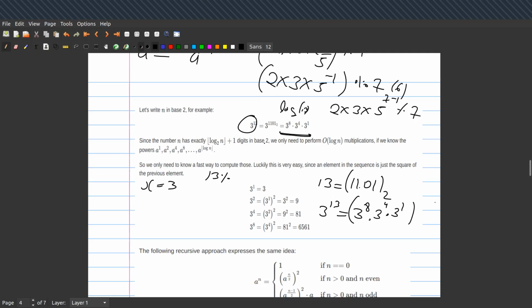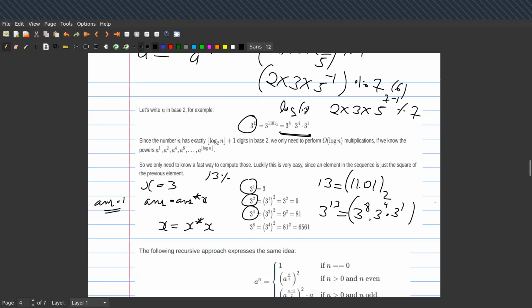If it has one set, we take the answer as 1 initially, and we multiply the answer with 3, so answer equals answer star x. Now we will find 3 square and check if we want 3 square in the answer. If we want it, we multiply 3 square with the answer, and then we find 3 to the power 4. In each iteration, x becomes x into x.